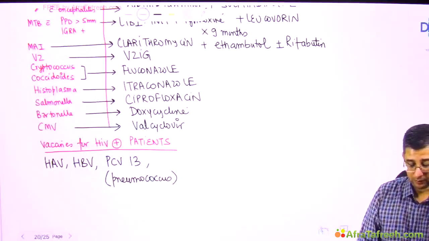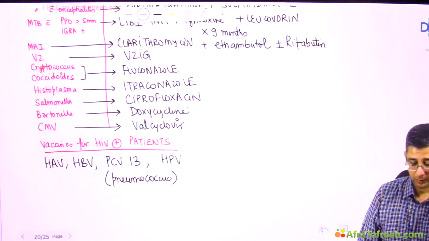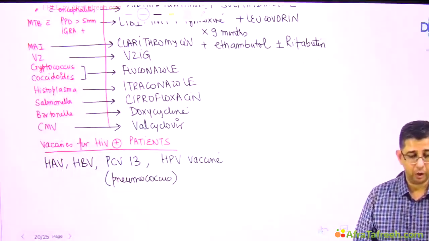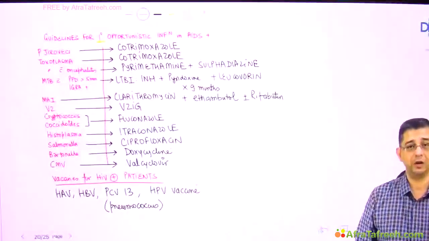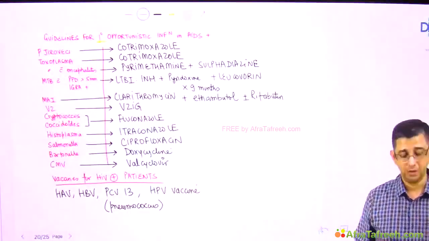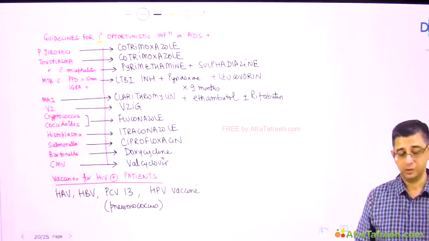Then even the vaccine for human papilloma virus, because invasive cervical cancer is an AIDS defining illness. So human papilloma virus vaccine, HPV vaccine, should also be given for AIDS positive patients. This will definitely reduce the morbidity and the mortality of the disease. So we are doing a lot of things in patients of AIDS apart from combination antiretroviral therapy, so that we can increase the longevity of these patients.